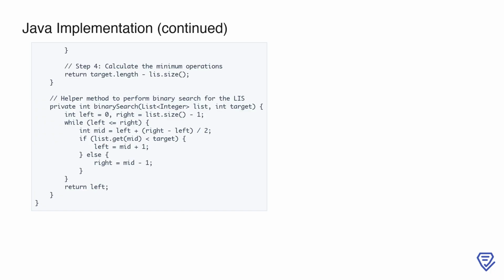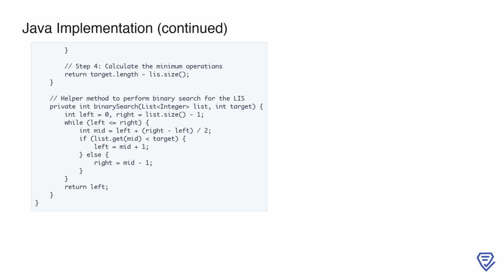The helper method binary search is used to efficiently find the position where a given index should be inserted or replaced in LIS. It performs a standard binary search, adjusting the left and right bounds until the correct position is found. This approach ensures that we can maintain the LIS in O(log n) time for each insertion, resulting in an overall time complexity of O(n log n) for the LIS calculation. By combining these steps, we efficiently determine how many elements need to be added or removed to make target a subsequence of ARR.